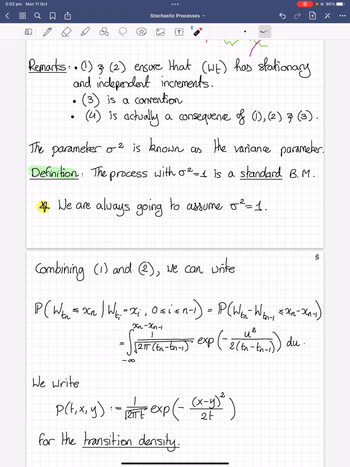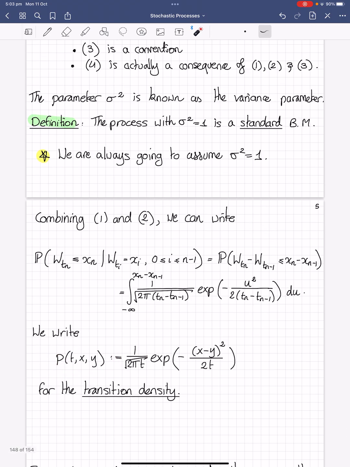If you think about what's inside there, where we've plugged in the t and the x and the y and so forth, we're going to call this p here the transition density. So instead of writing it out all the time, I'm just going to use this standard transition density.